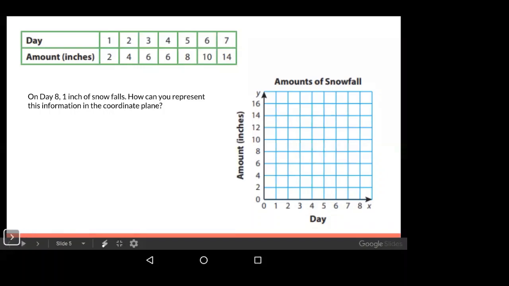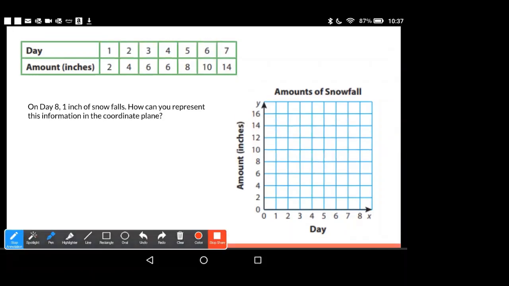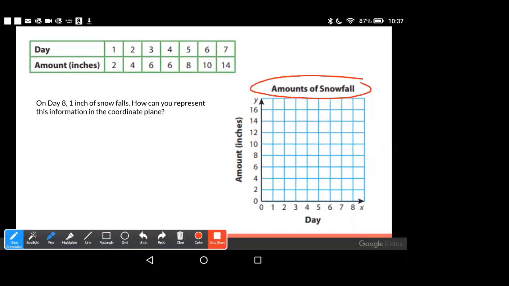Okay, so here's my data up at the top, and then here's my graph over here. So if you look at the graph, notice the title, amounts of snowfall. Okay, that describes what's going on with my graph. And then my days are at the bottom, so that means that my days are going to be the x-axis, and then the amount, the inches, is my y-axis. And so that means that these numbers are going to be the y-axis. Okay, so we're going to use that and we're going to graph this information.